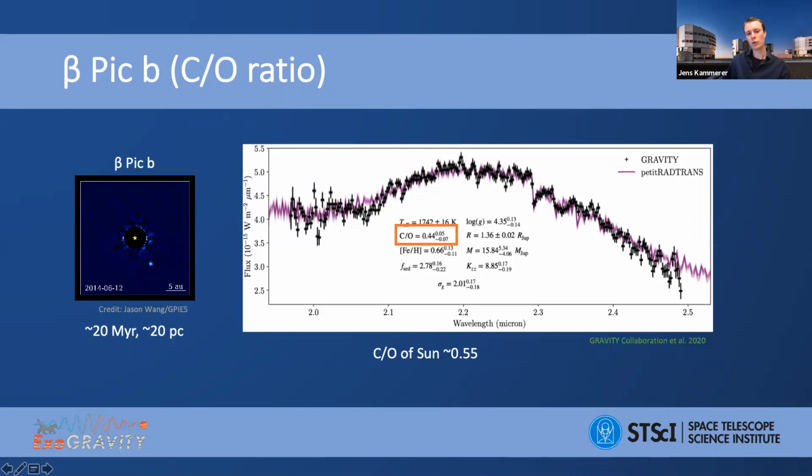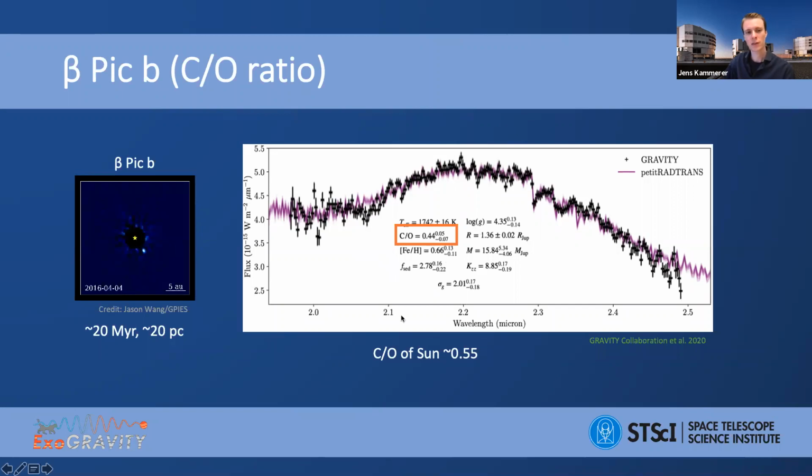Now, the C/O ratio of the Sun, for reference, is about 0.55, so a bit higher. And if we assume that also the host star Beta Pictoris has a C/O ratio of about 0.55, then somehow the exoplanet Beta Pictoris b must either have been enriched in oxygen or depleted in carbon to lower the C/O ratio during its formation. So from this C/O ratio here, we can learn something about the formation history of the planet.